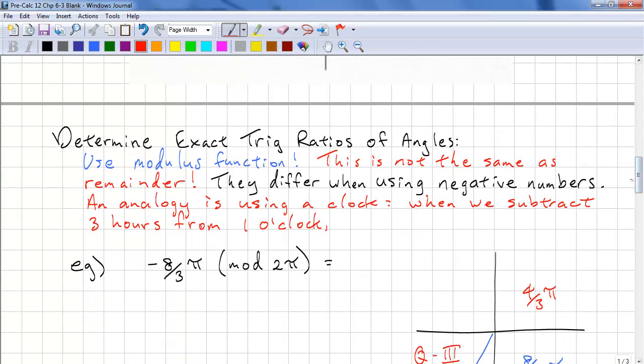Okay, determine the exact trig ratios of angles. And you can use the modulus function to do this. This is not the same as the remainder function, and that's because they differ when the angles are negative. A good analogy is a clock. When we subtract 3 hours from 1 o'clock, we don't have negative 2 o'clock. We get 10 o'clock. And with the clock, we have modulus 12. So, negative 8 pi over 3 modulus 2 pi, we get 4 pi over 3.